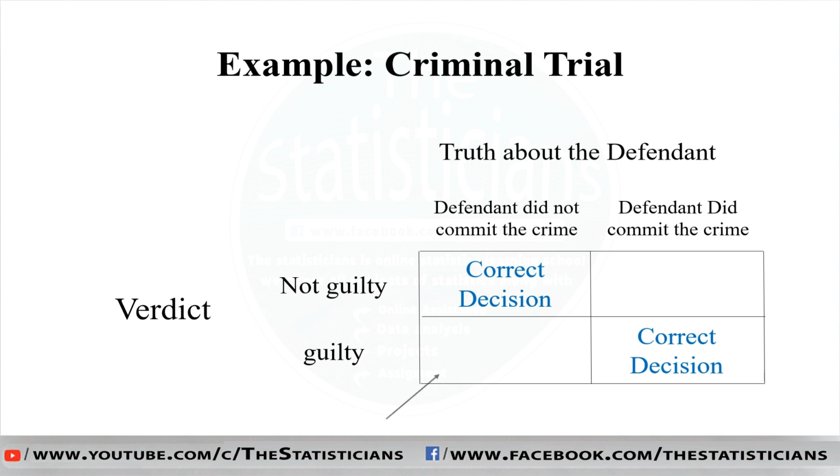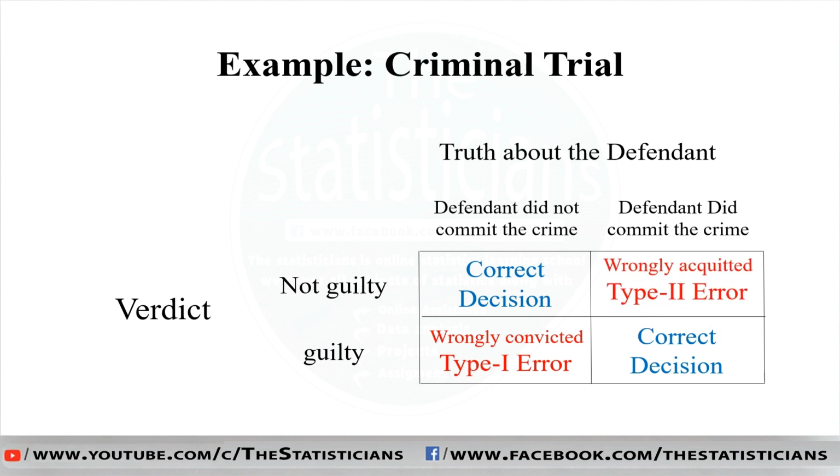What about right here? If the defendant did not commit the crime but was found guilty, then that would mean that the defendant was wrongly convicted, and that's called a type 1 error. And our last one here, if the defendant did commit the crime but was found to be not guilty, there was not enough evidence to convict, then the defendant was wrongly cleared, and that's a type 2 error.